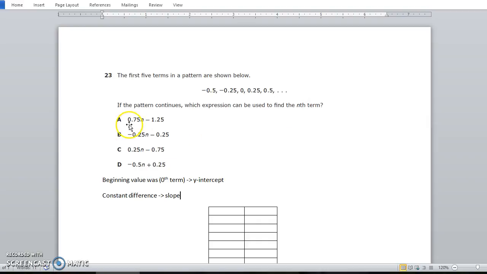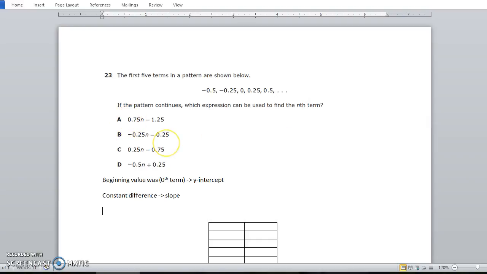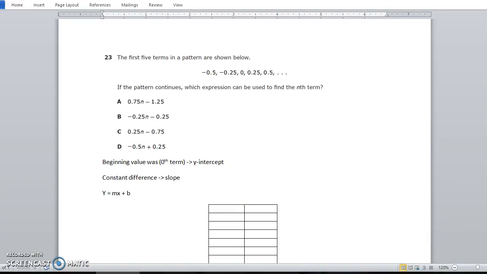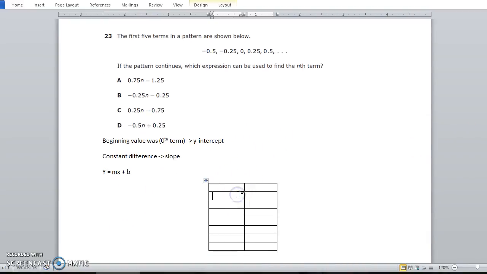So if you look at all your answer choices, they're all written in y equals mx plus b form. You just don't see a y equals. You have mx plus b, mx plus b, mx plus b, mx plus b. So really we're trying to find the y-intercept and the slope in this problem.